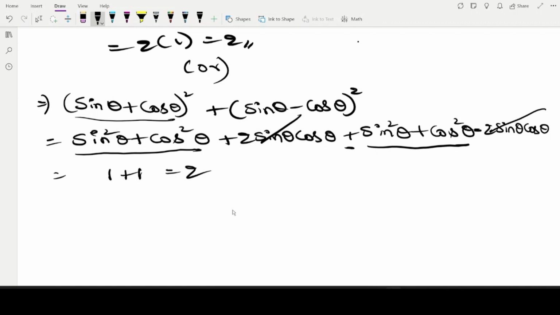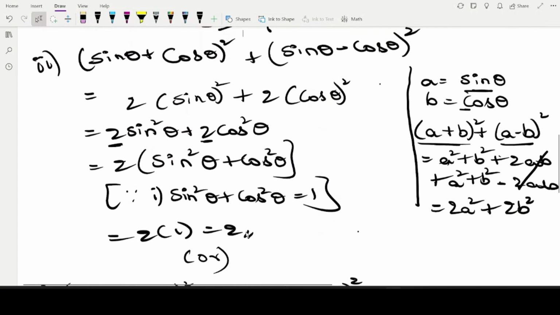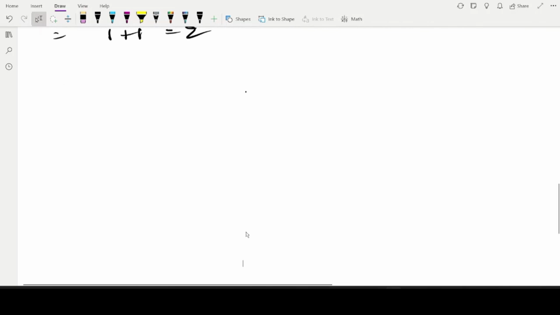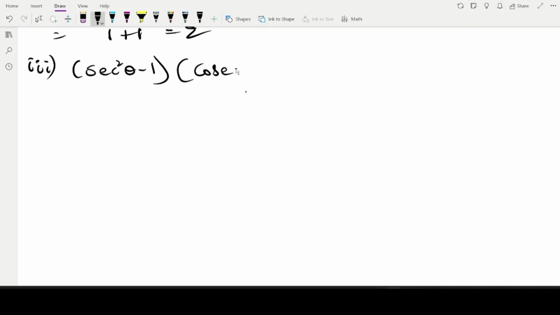So either you can use this method, or else you can just solve with this method. It's up to you. You can use any one method to solve the problem. So that is the second problem. Now let us shift to the third one. Here the third question is secant square theta minus 1 into cosecant square theta minus 1.